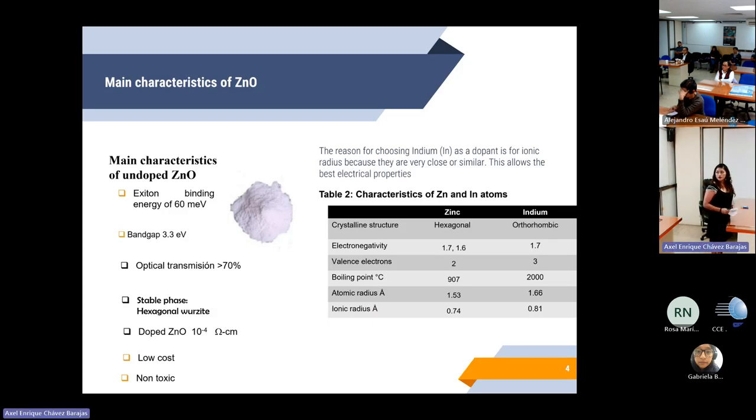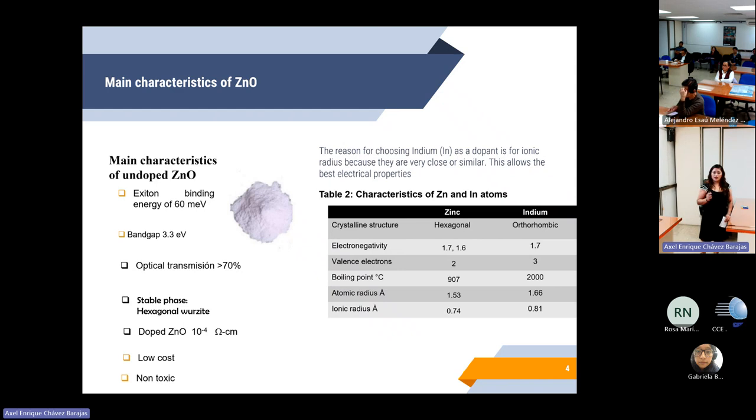In this research, we work with zinc oxide. It has become one of the most promising candidates with respect to the others, for example, gallium oxide, zinc oxide, copper oxide, among others. The main characteristics of zinc oxide are an exciton binding energy of 60 milli electron volts, a band gap of 3.3 electron volts, optical transmission over 70%, and a stable hexagonal phase.